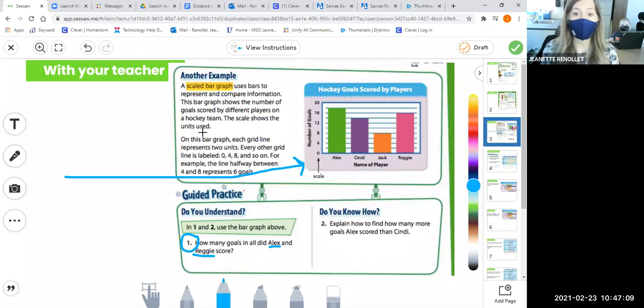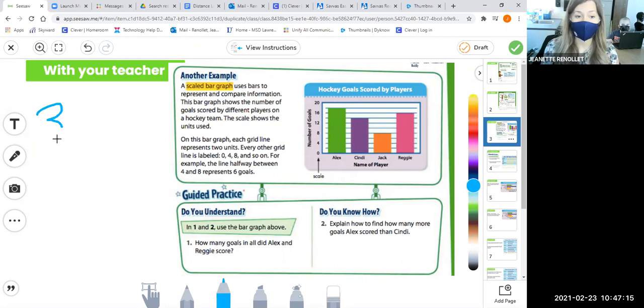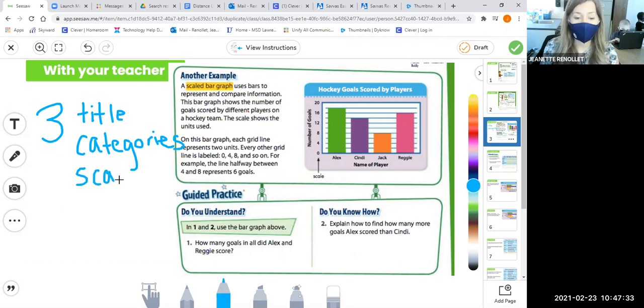We're going to go into a breakout room and I want you to identify with your group 3 things. I want you to identify the title, the categories of data or information, and the scale. With your breakout room, I want you to identify these 3 things using this example.